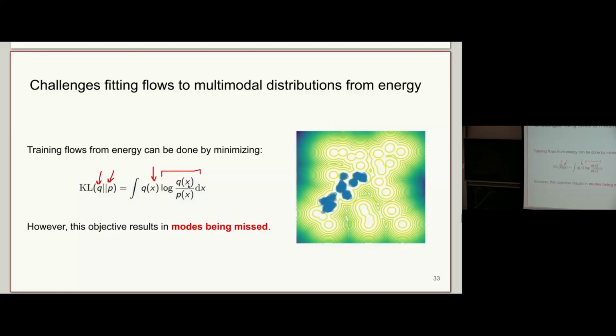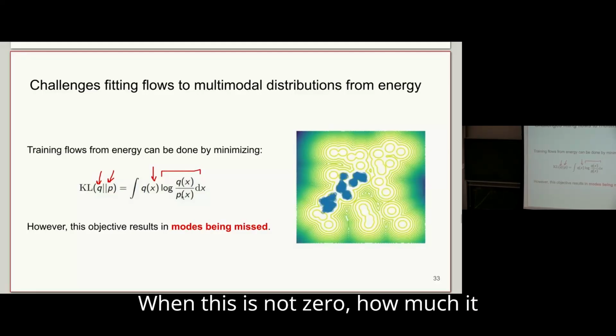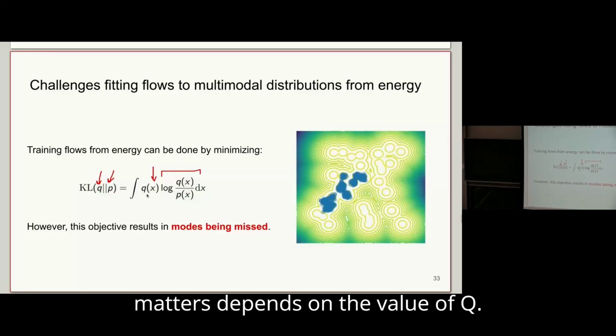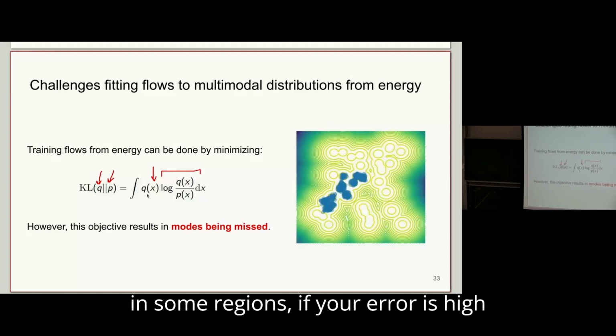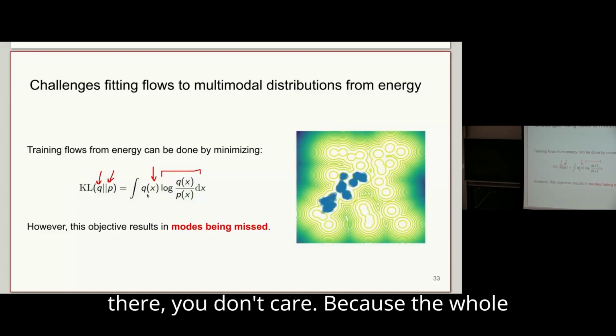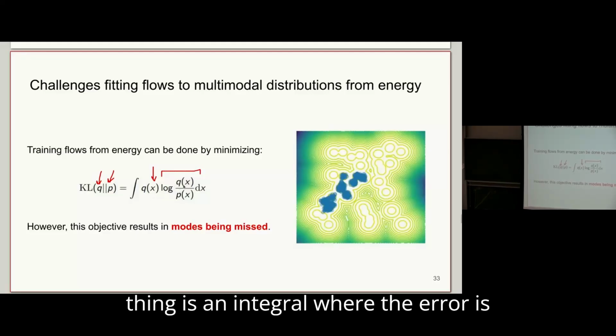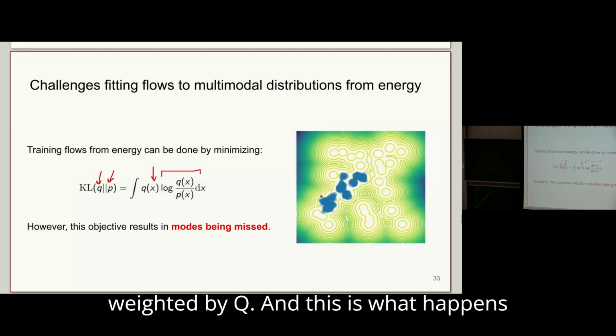When this is not 0, how much it matters depends on the value of Q. Because if Q gives you very low density in some regions, if your error is high there, you don't care. Because the whole thing is an integral where the error is weighted by Q. And this is what happens here.